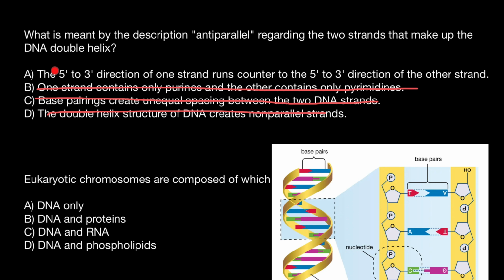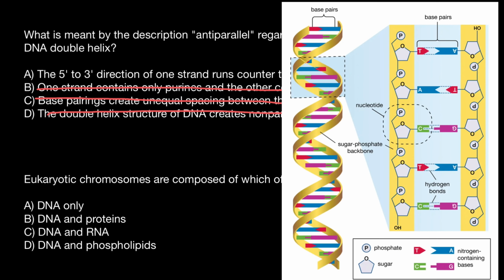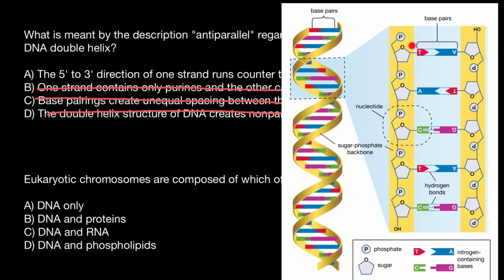Answer A. The 5' end to 3' end direction of one strand runs counter to the 5' to 3' direction on the other strand. One more time, let's take a look at our picture. This sugar here has the following carbon atoms: carbon atom number 1, number 2, number 3, number 4, and here is going to be number 5. So this is the 5' end here, and here we have number 1, number 2, number 3. So here is the 3' end.